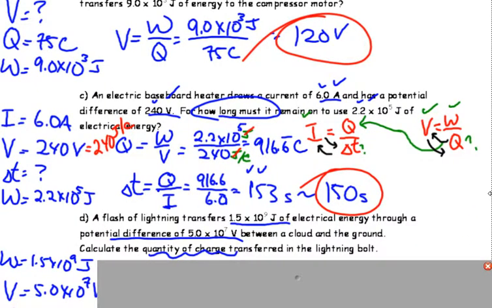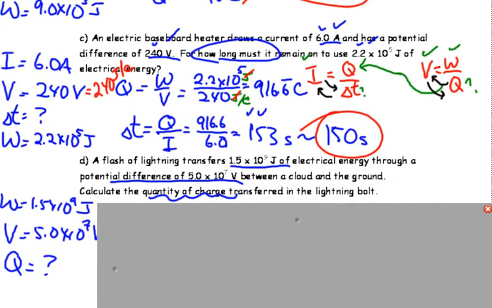Okay, last one on this page. A flash of lightning transfers 1.5 times 10 to the 9 joules of energy through a potential difference of 5.0 times 10 to the 7 volts between cloud and the ground. Calculate the quantity of charge.